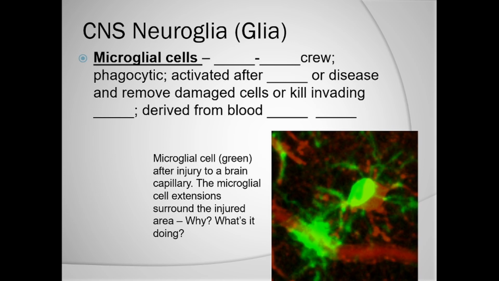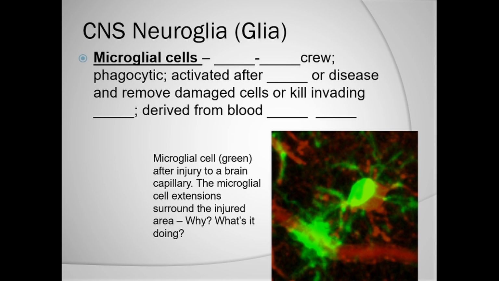They begin in the red marrow as a blood stem cell, and then they undergo differentiation where they take on their own specific function. Part of their genome is activated, and they are assigned the role of a microglial cell in the central nervous system.